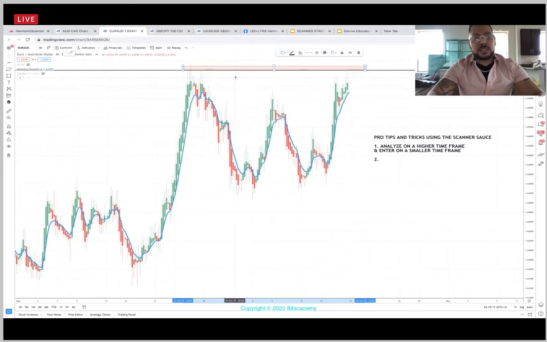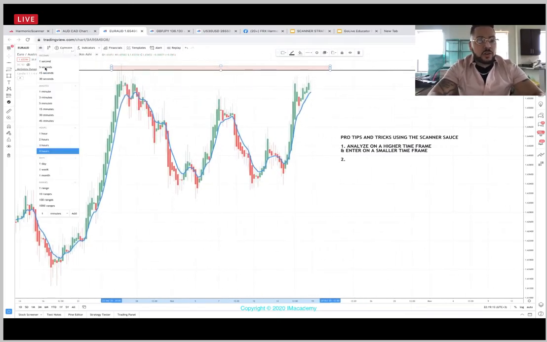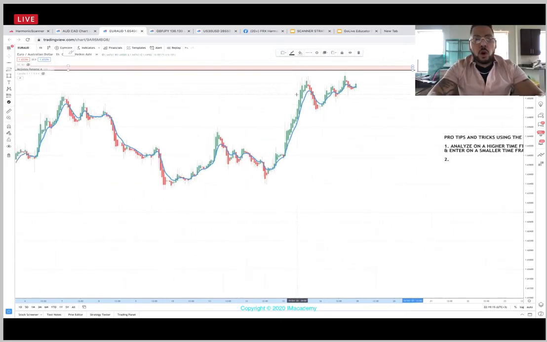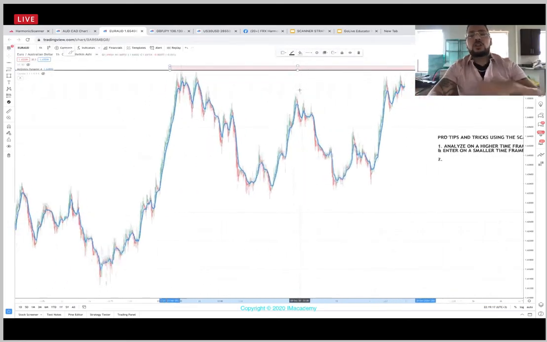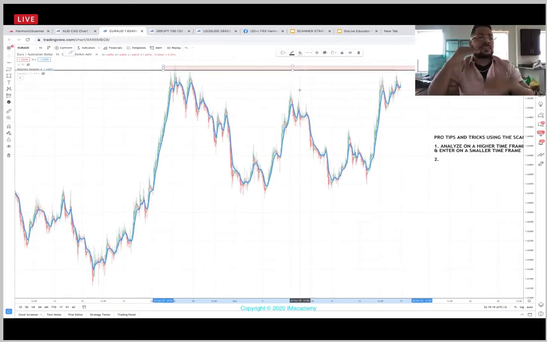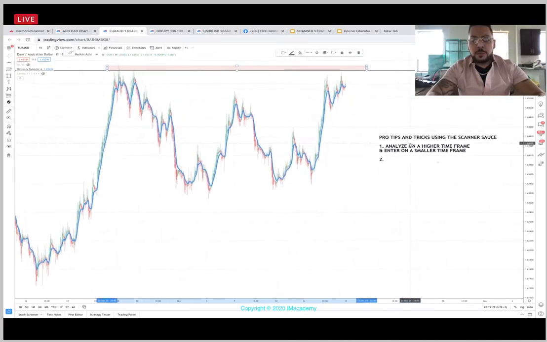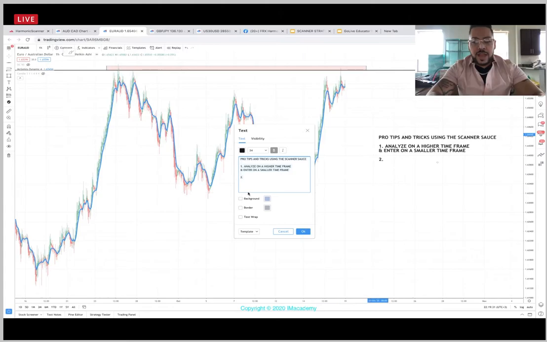We call this a resistance, right? So on a higher time frame, on a 4 hour or on a 1 hour, we're creating an analysis that the market's going to go in our direction. So look for an analysis on a higher time frame, like a 4 hour or a 1 hour. Okay? So let's do this. Analyze on a higher time frame, 4 hour / 1 hour, right?